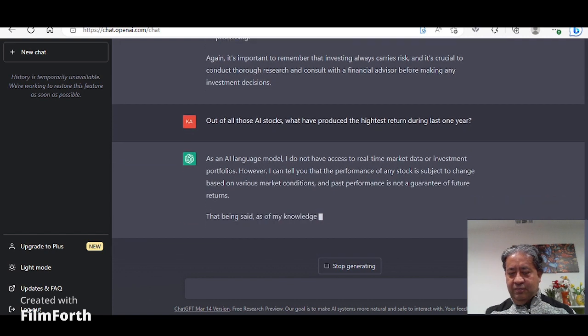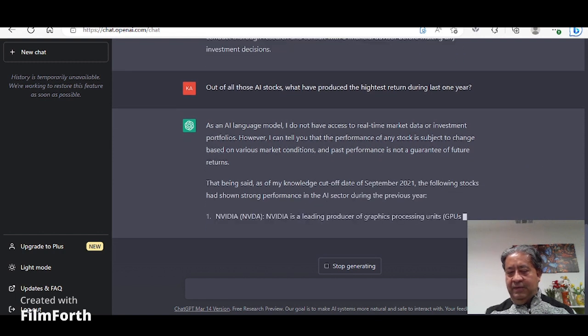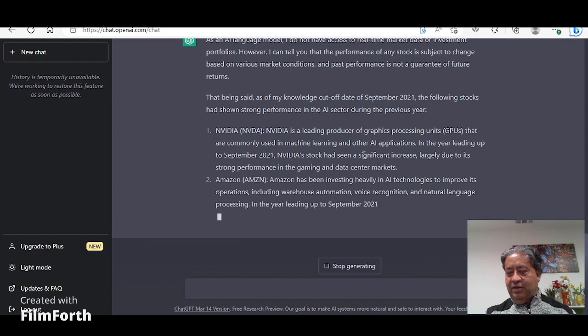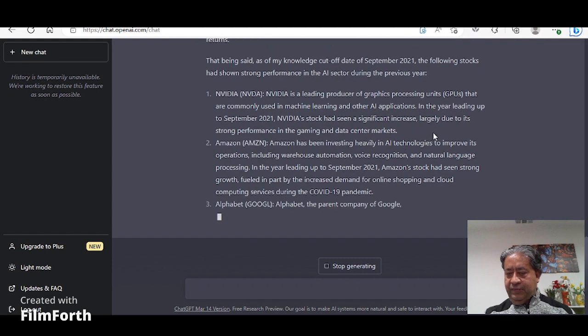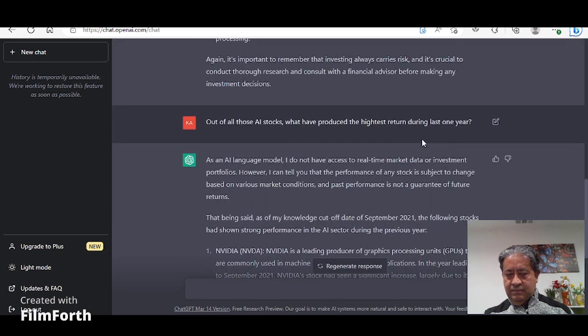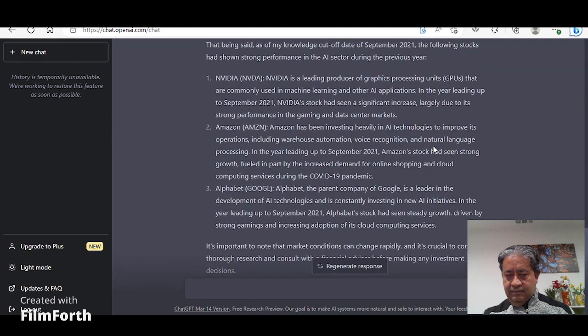So it says that as an AI language model, it does not have access to real-time market data or investment portfolios. Then it goes on to say that Nvidia is the leading producer of graphics GPU processors, and it is leading up to the AI application this year. Leading up to September 21st, Nvidia stock has seen a significant increase, largely due to the performance of gaming and data centers, and I believe it is pretty much close to 90 or 100% during the last 1 year. So it is quite indicative.